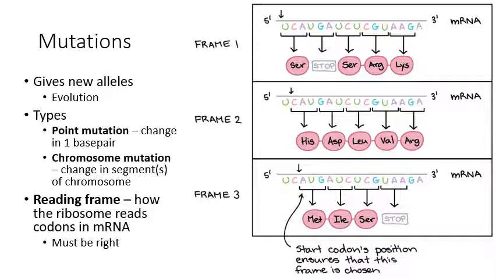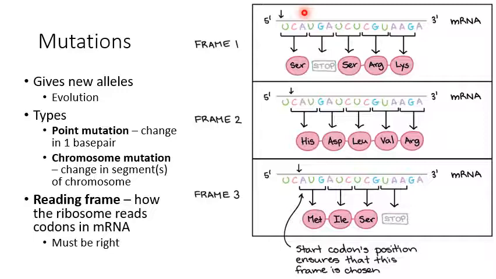Before we talk about the types of mutations, though, we'll talk about the reading frame. The reading frame is just how the ribosome is dividing the mRNA up into codons. So here you have a stretch of mRNA. It's actually the same in each of these three panels. The sequence of bases is the same in each panel. And you're going to have a ribosome attaching to this mRNA and reading it to make protein. But there's different places where the ribosome could start.